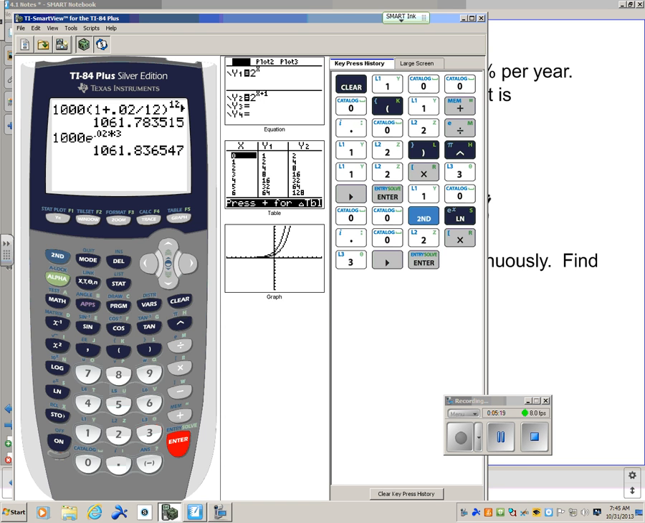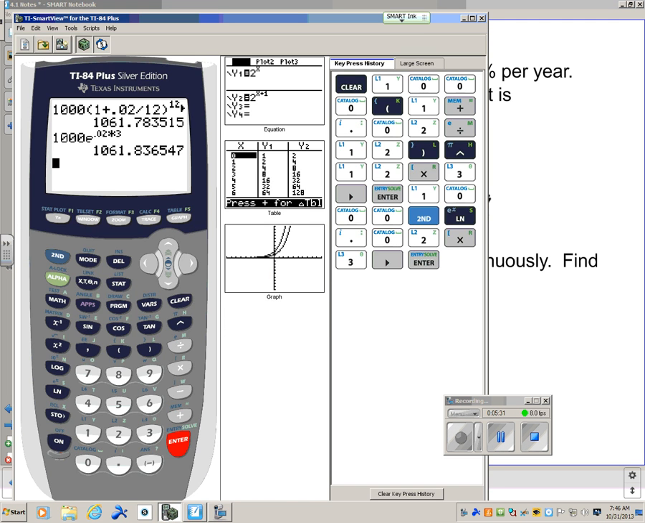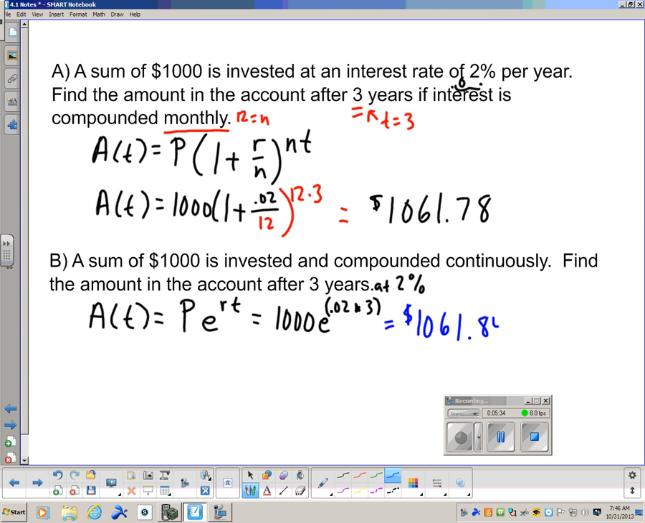And I get $1,061.84. Doesn't seem like a whole lot right now, but eventually over a lot of time, if that same amount's in there, the continuously one is going to get a whole lot more money. So in this case, it's only like 6 cents, but the interest rate's not that much. It's only 2%, which is a little bit more than what we're doing now. Most people are below 1% right now. And also the period of time is a really short amount of time. Usually you leave things in there a lot longer than 3 years. But over time, the continuously one is going to give you the most.